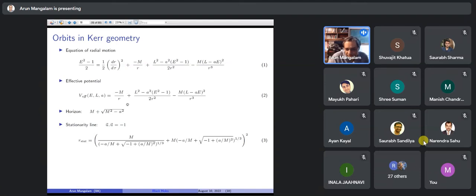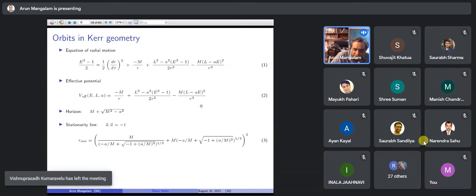So minus m over r is the gravitational part. Then L squared by 2r squared is your familiar angular momentum part. The other things you would not have seen in the usual course of classical mechanics. They depend on the spin and the energy. So there are interesting things that come about in Kerr orbits. First of all, you will not see a term which is cubic in the effective potential, but that comes in for the case of general relativistic potentials, and especially the Schwarzschild and the Kerr.